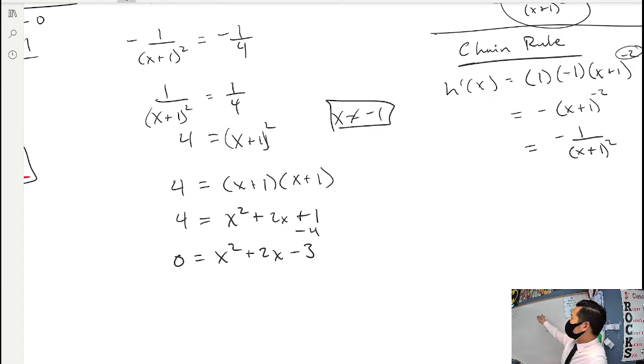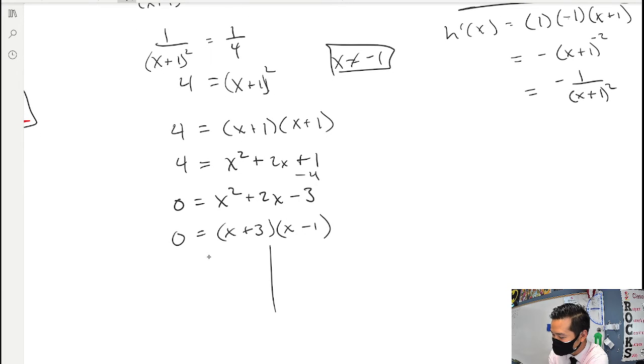Do you want to use the quadratic formula, or do you want to factor? Factor. So, factor it real quick. We get 0 is equal to x and x, the only way to make x squared. What numbers multiply to -3? I'm saying multiply. Factors that multiply to -3. So 3 and -1.